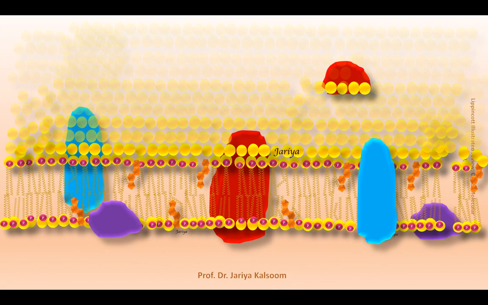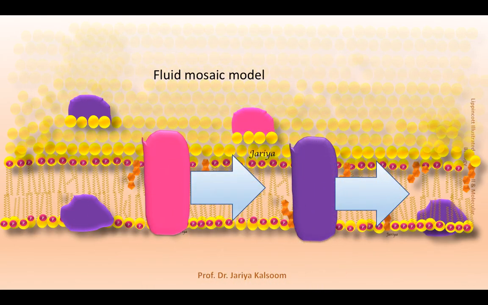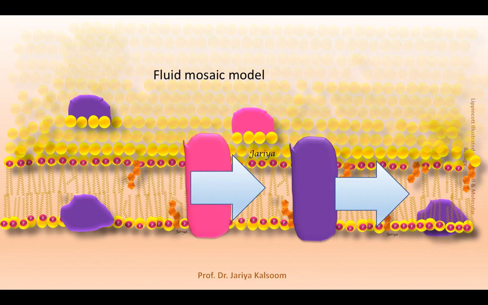The proteins are floating in the sea of membrane phospholipids. The distribution of proteins forms a mosaic-like pattern. The proteins can move laterally.